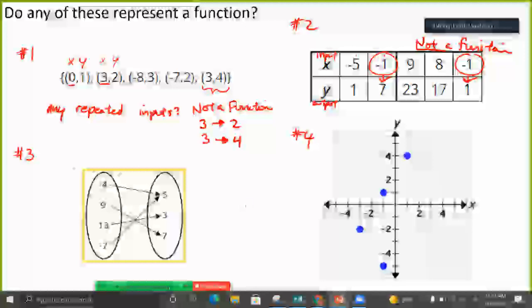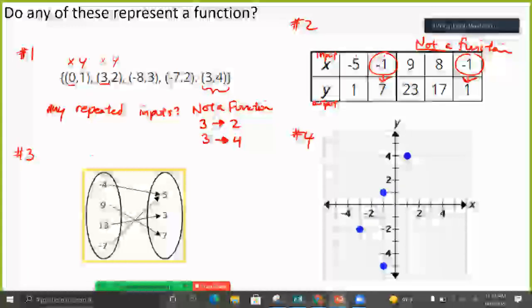So in the bubbles on number 3, I guess I haven't shown you these yet, but this is basically a table. Okay, so what we're looking at, see the arrows going from the first bubble to the second? So this is our list of inputs where the arrows are coming from. And then we have our outputs where they're heading to. So we see -4 goes to 5. Cool. Then we have 9 going to 7. We have 13 going to 3. And then we have negative 7 going to 5 again.